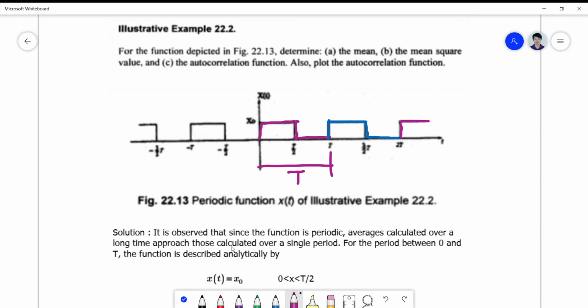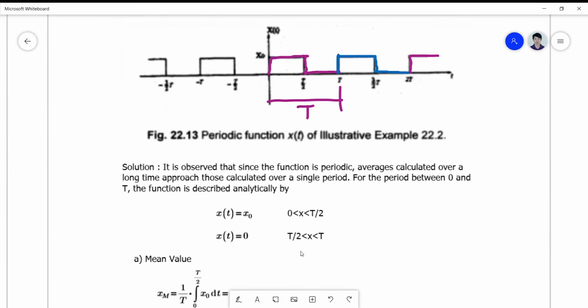And it is observed that since the function is periodic, averages calculated over long time approach, if you take the average up to infinity, nagsasayang ka lang ng oras, no? So you might as well do it on a single period. Okay? So ito yung isa na lang ang pag-aralan mo. So for the period 0 to T, the function is described analytically by these equations here. Okay, so i-graph mo lang what is this equation.